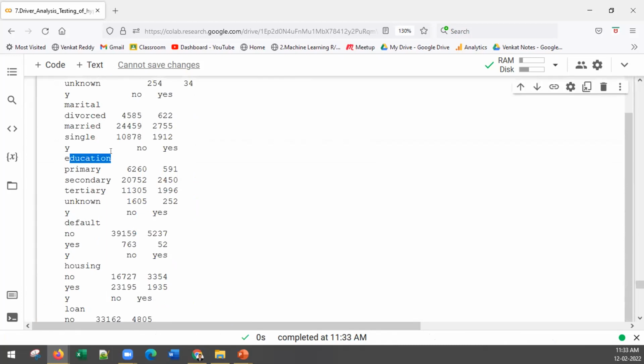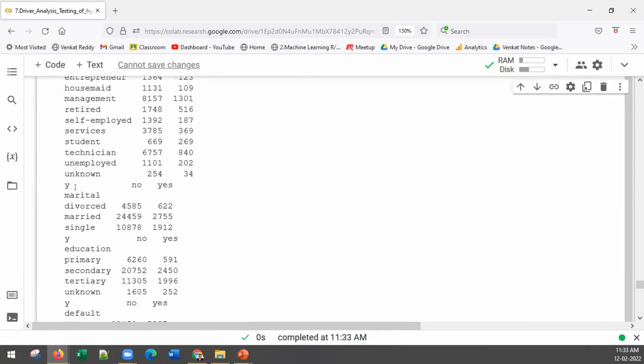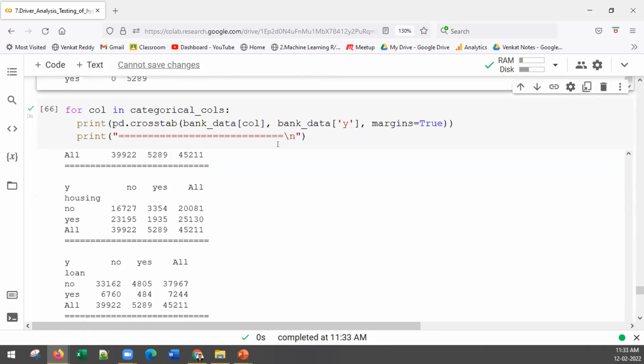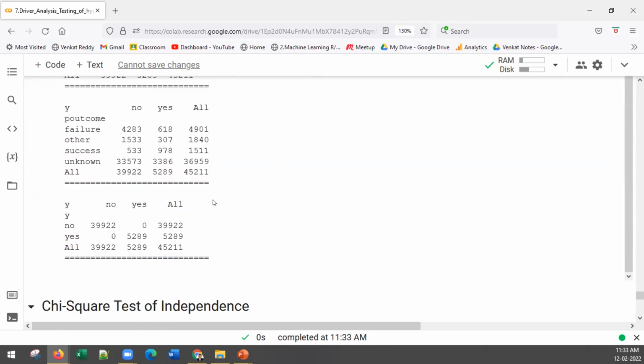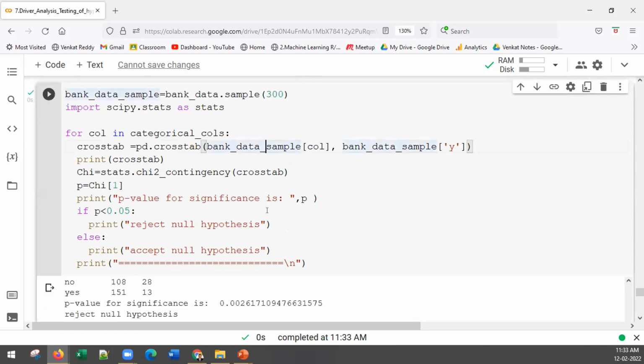Customer education, customer buying the insurance or not, does it depend on education? Is it independent of education or dependent? Is it independent of housing loan or dependent? Is it independent of marital status or not? Is it independent of job type or not? Like that, we want to do the chi-square test. When we do the chi-square test, we will find the results. Let's do the chi-square test.